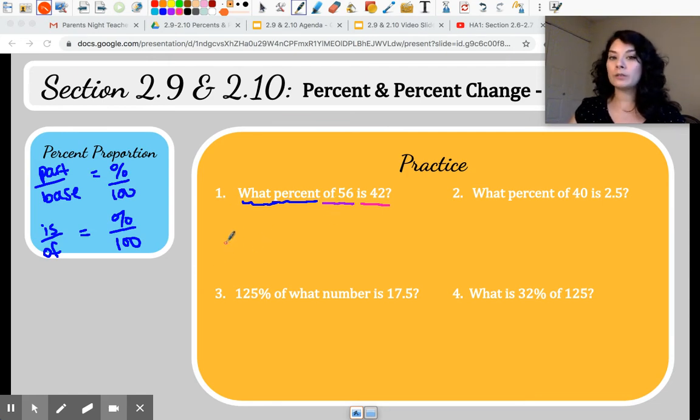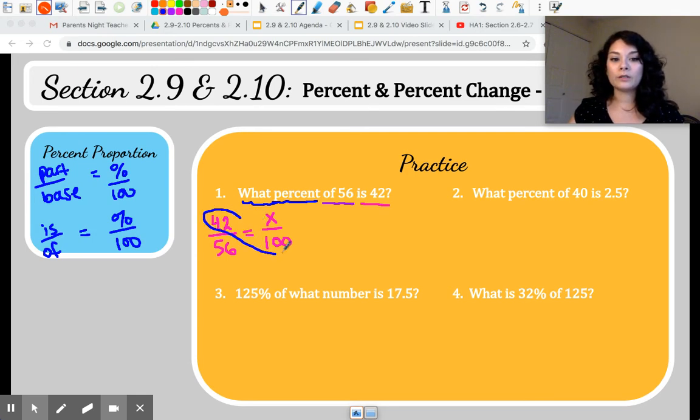So my proportion is going to look something like this: 42 is my is, 56 is my of, and since I don't know the percent, I'm going to use a variable. It doesn't matter what variable I use, and this is all divided by 100, so my percent is divided by 100 here. That's always part of your proportion. And then to solve the proportion, we cross multiply, set those cross products equal, and then solve.